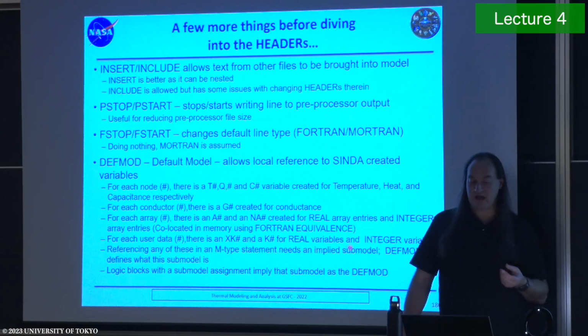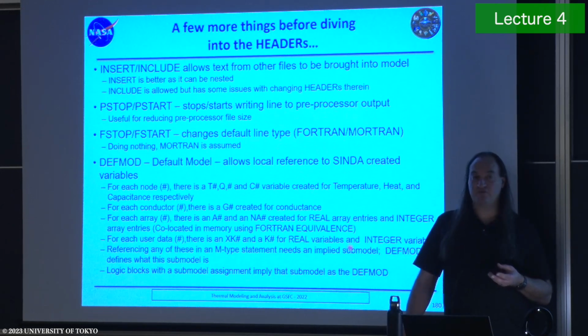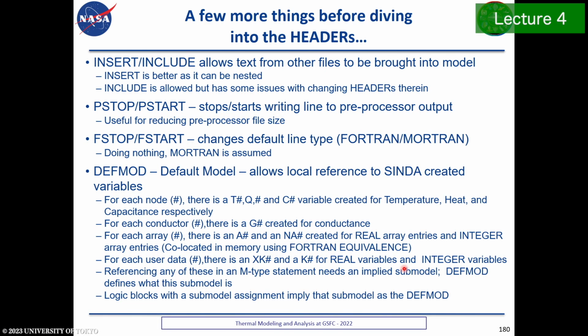Insert and include files, we talked about that. P-stop and P-start basically say don't continue echoing stuff to the preprocessor. The file for the RAD case could be very large. It can make your preprocessor output file very, very big. Don't really need it. F-start and F-stop basically say, hey, from here on out, consider everything an F-type statement, so it overrides the default of M. And then default model: if you're in a header variables 1, you've implied the submodel. But if you're in operations and you say, tell me the temperature of node 1000, it doesn't know what submodel you're talking about. So this lets you define the submodel if you don't explicitly put it in there.